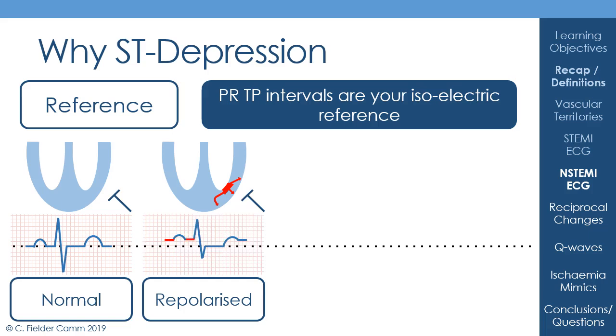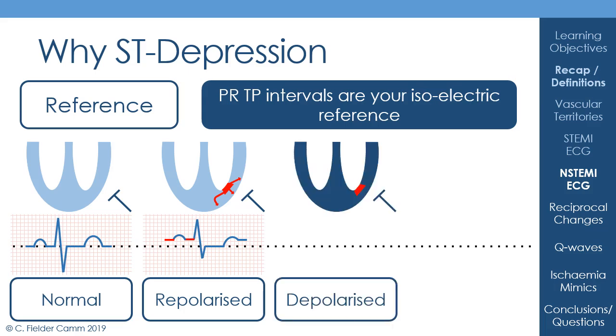As you remember, things coming towards the lead give an upward deflection. So we actually artificially raise up our references here, with our TP interval and our PR interval. And then while it's depolarized, we don't have any significant potential difference. There's no movement occurring.